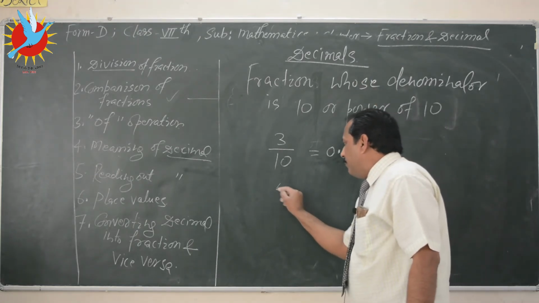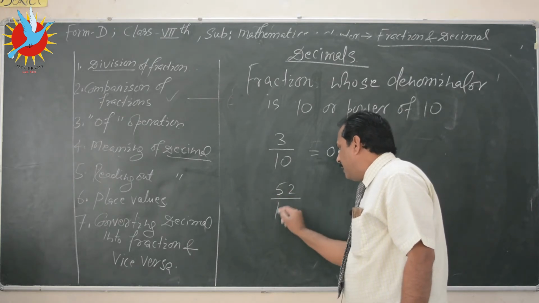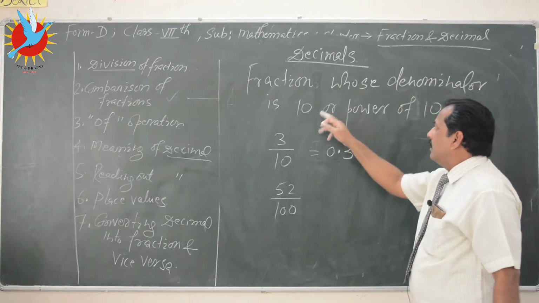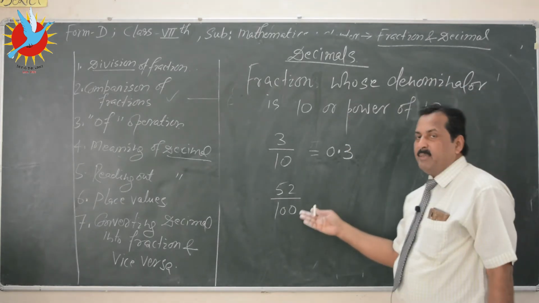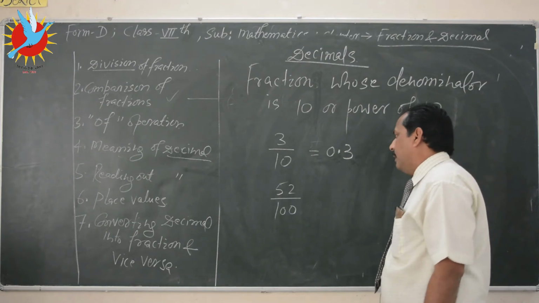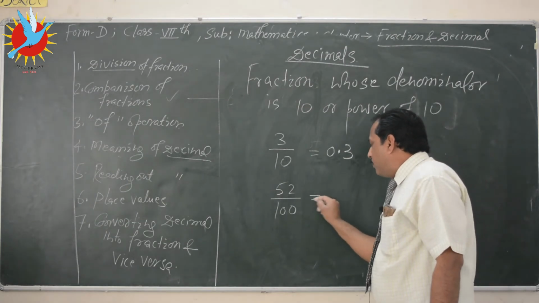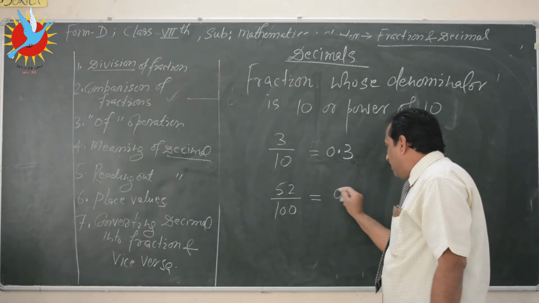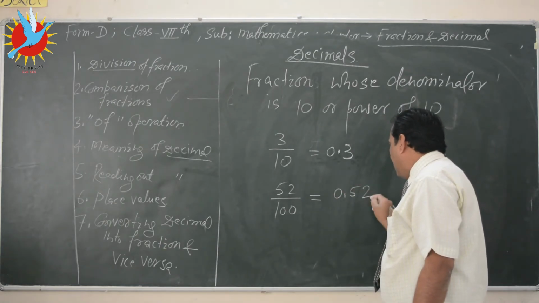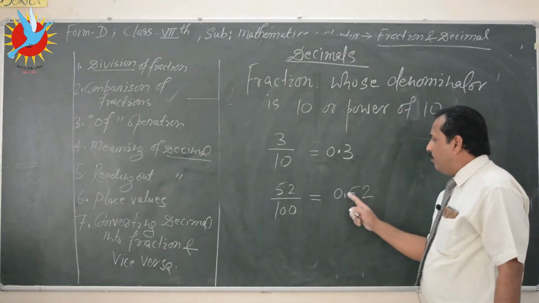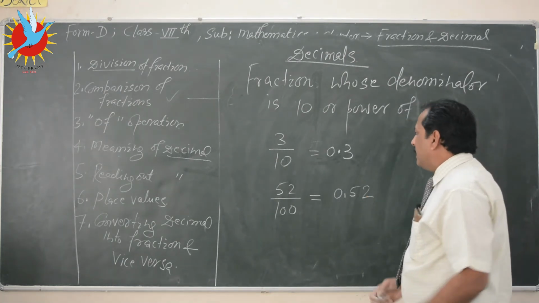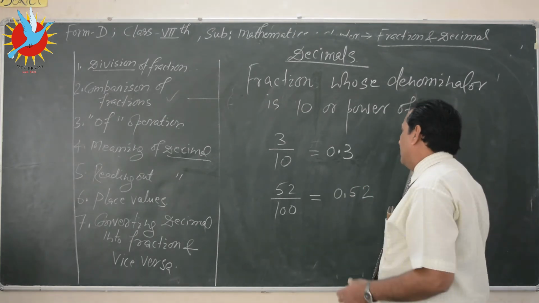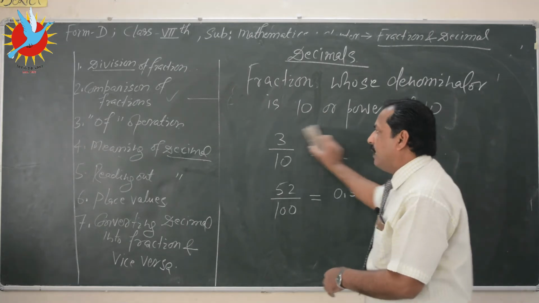Similarly, this 52 divided by 100. See, this is also a fraction whose denominator is 10 or power of 10, means it may be 100, 1000, 10,000. So what is decimal equivalent of this 52 by 100? This is again 0.52. And how to read it? 0.52. Let us take another example. At this stage we are trying to understand the meaning of decimal.